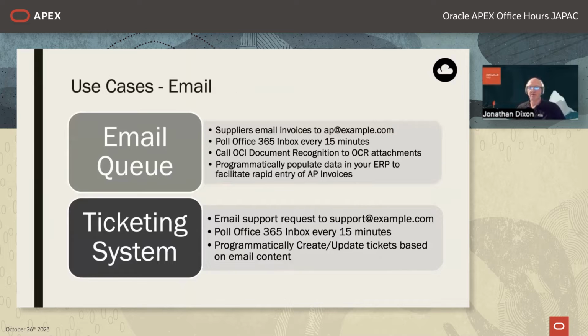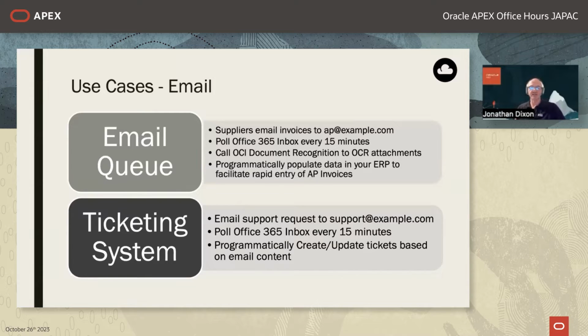use case is AP invoices. You might have suppliers that send you an AP invoice every month with their invoice attached as a PDF. So you can poll that inbox from Apex, maybe using an Apex automation every 15 minutes or so, check to see if a new email's arrived, and then potentially send the PDF from the invoice to OCI Document Recognition to get the data out of that PDF document. And if you're feeling particularly fancy, maybe even programmatically start creating your AP invoice in your ERP system.